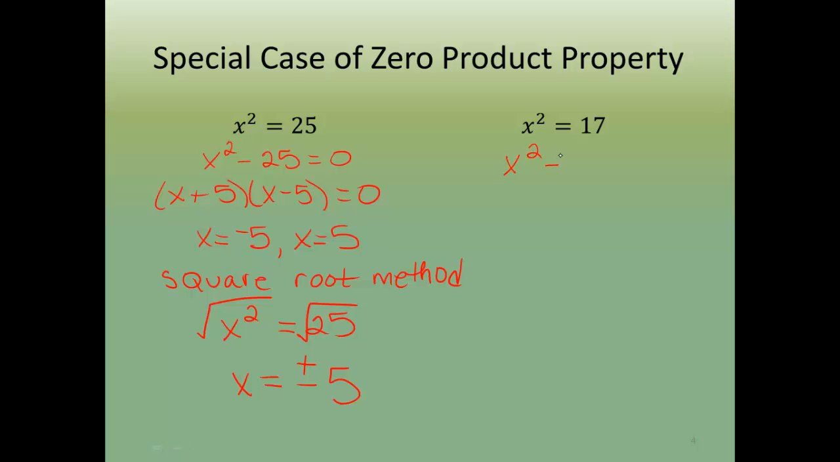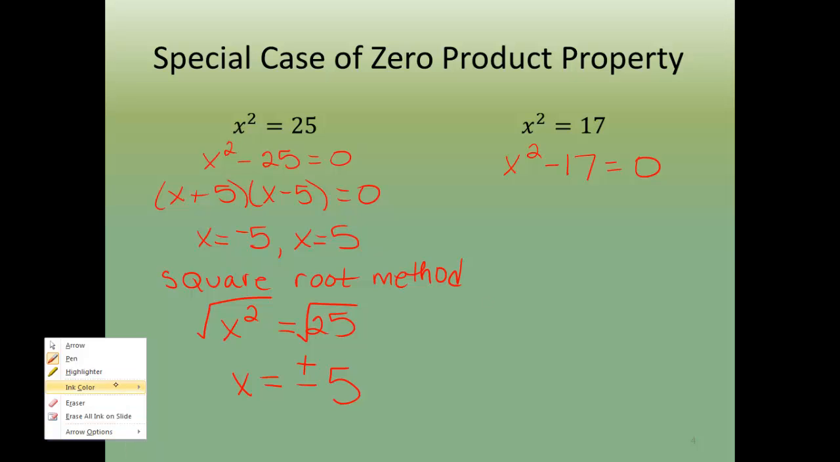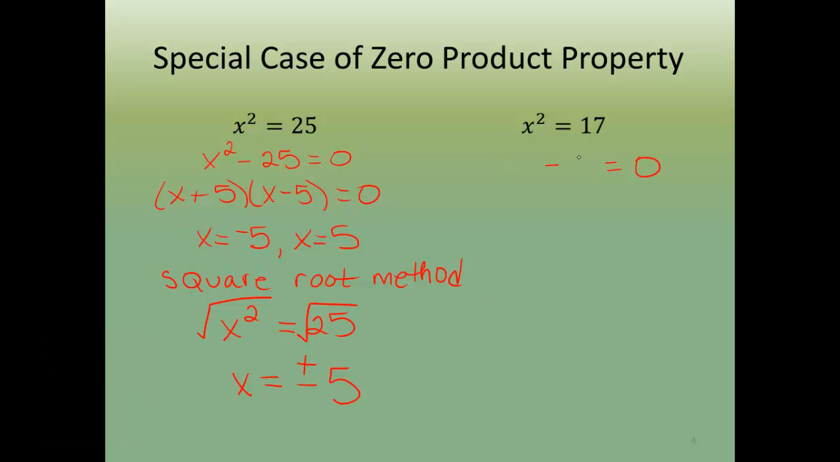But in a case of something like x squared equals 17, if you tried to bring it over and set it equal to 0, I don't happen to have a nice way to factor that. So again, the square root method says that I can go ahead and simply take the square roots of both sides, and I will get the positive and negative square root of 17. Those are the x-intercepts of x squared minus 17.